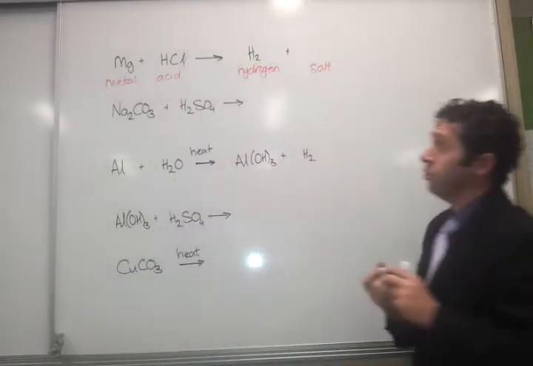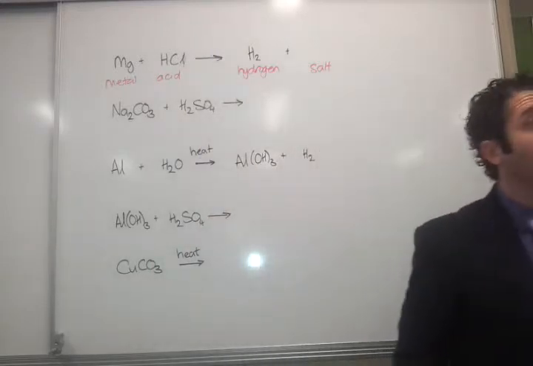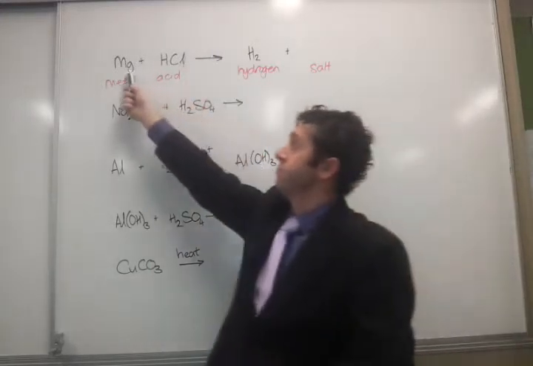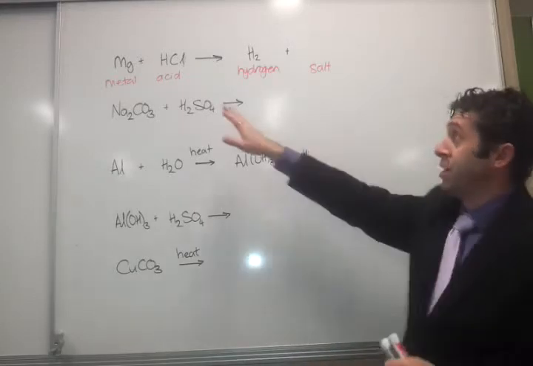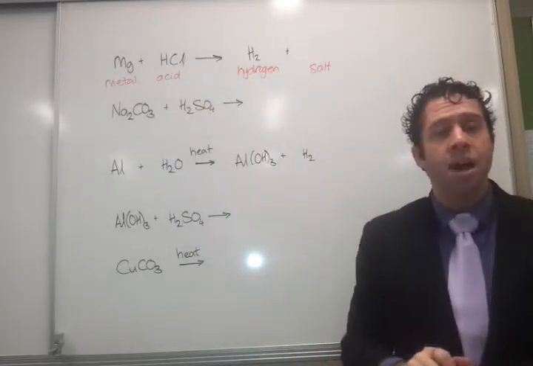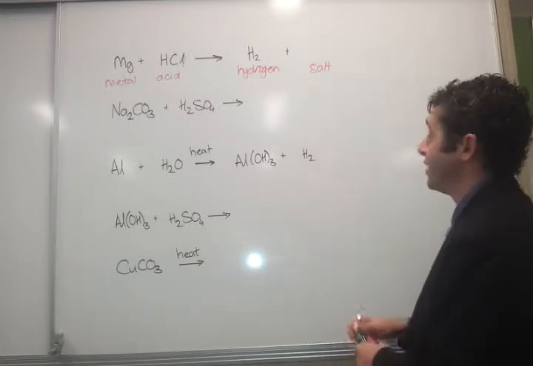and then look at what my salt will be. Because it's hydrochloric acid, the salt is going to be a chloride, and because magnesium is my metal, it's going to be magnesium chloride. So, after identifying what type of reaction it is, I've then got to work out what the formula of my product is.